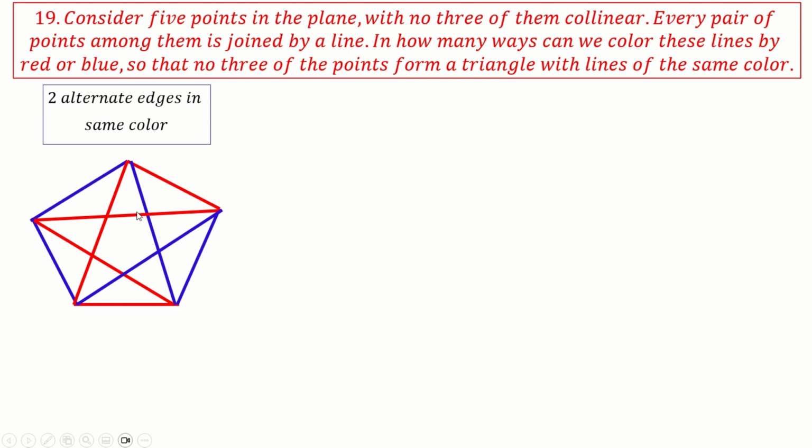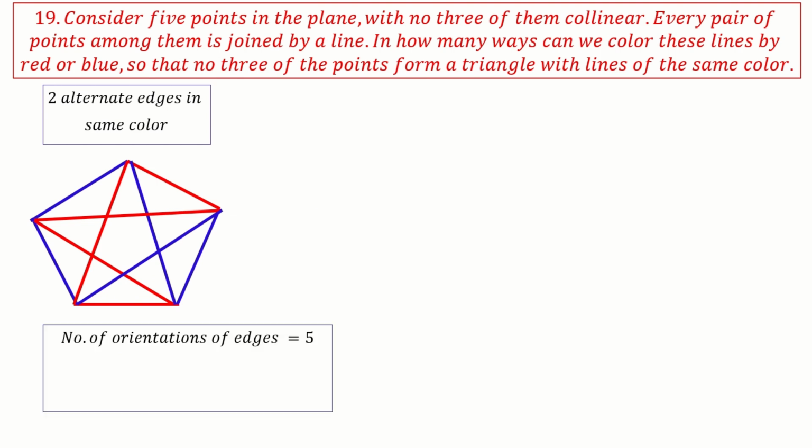Okay. So this is a unique combination. Again, this is a unique combination. Only thing is, look at the orientation. You have two alternate edges in the same color. Correct. You can orient them clockwise, right? If you keep moving clockwise, you get 5 orientations. Correct. And colors can be swapped. So two times, all colors can be swapped. So you will get 5 into 2, that is 10 possibilities here.